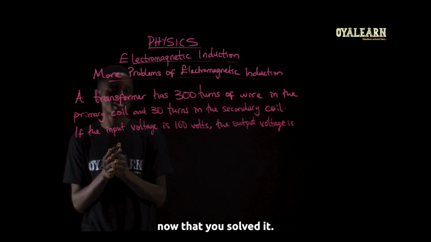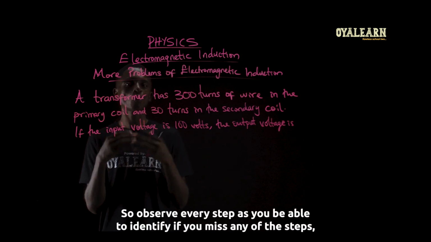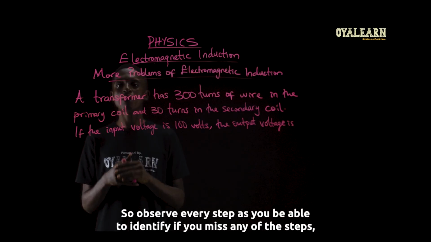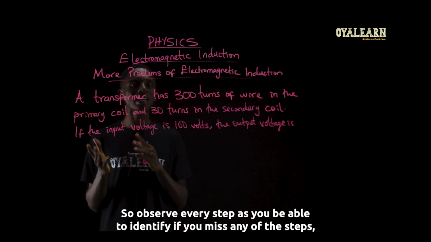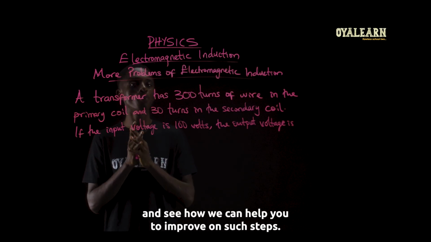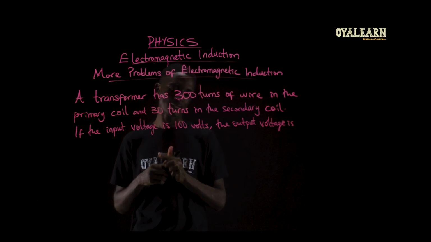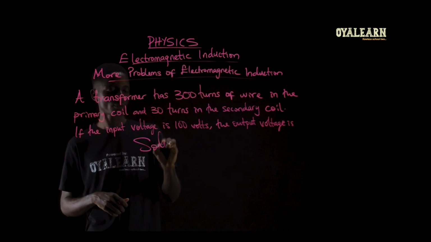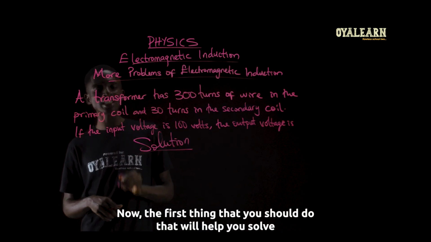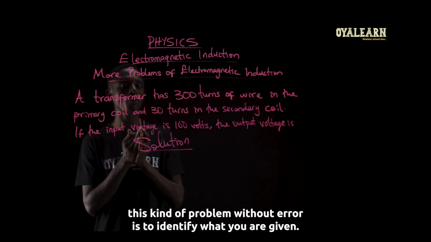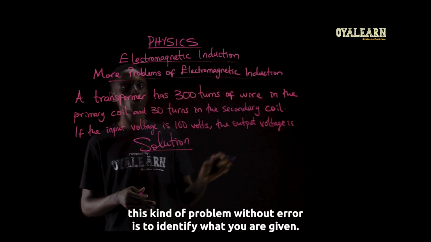Now that you solved it, let us solve it from this end. So observe every step so that you'll be able to identify if you miss any of the steps and see how we can help you to improve on such steps. Now the first thing that you should do that will help you solve this kind of problem without error is to identify what you are given.